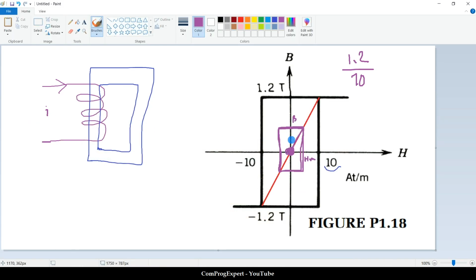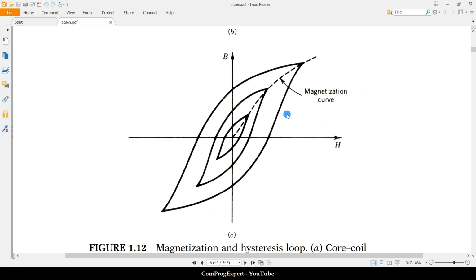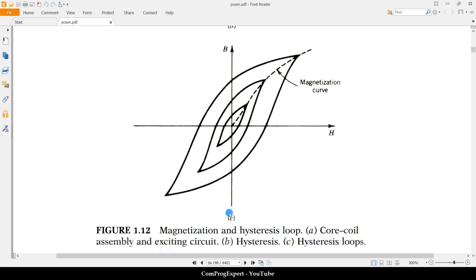If we increase the level of the excitation, we will have this rectangle. If we increase more and more, and finally, when the value of H is equal to this one, this saturation occurs, and we will have this hysteresis loop. This is important, and you should remember this important figure from the reference.